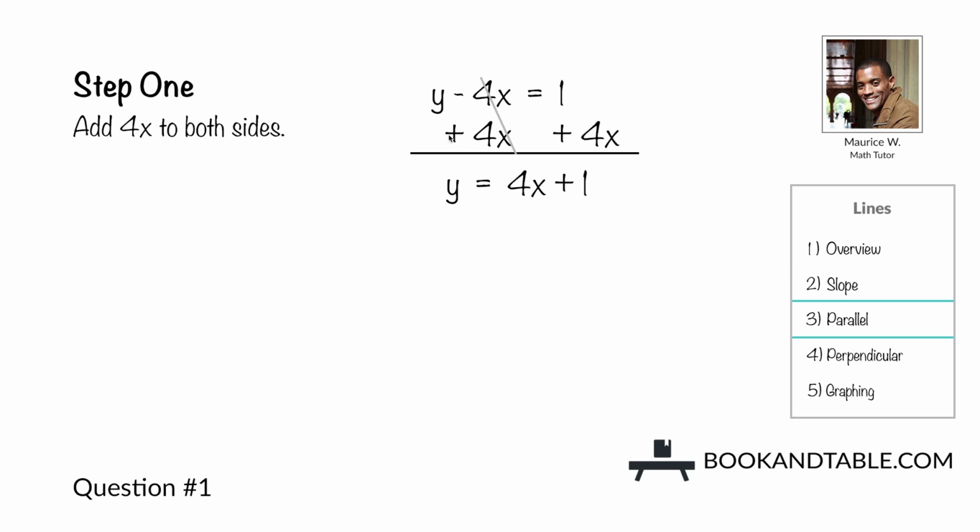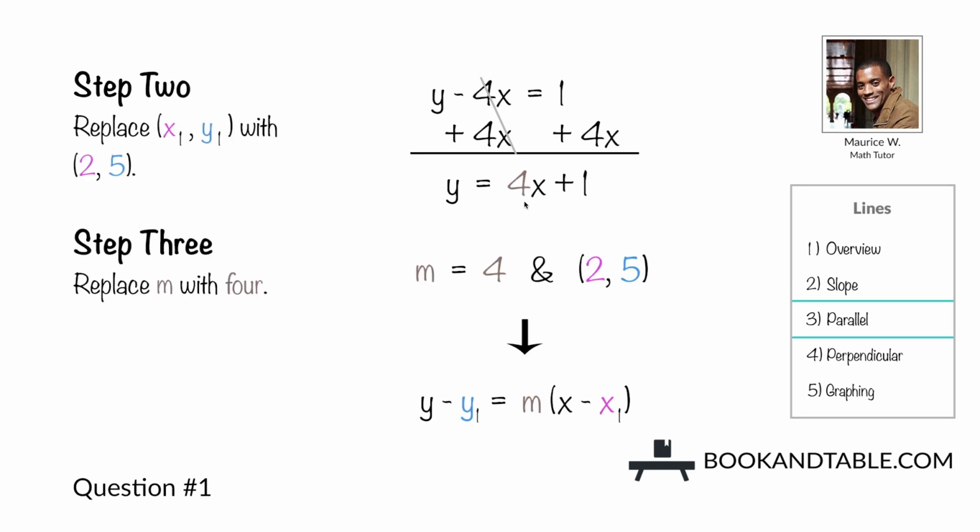So you are given the equation of a parallel line, but it's in standard form. You want to switch it to slope-intercept form. So for question number 1, the first step is to add 4x to both sides. This allows you to isolate y on one side, and that gives you y is equal to 4x plus 1.